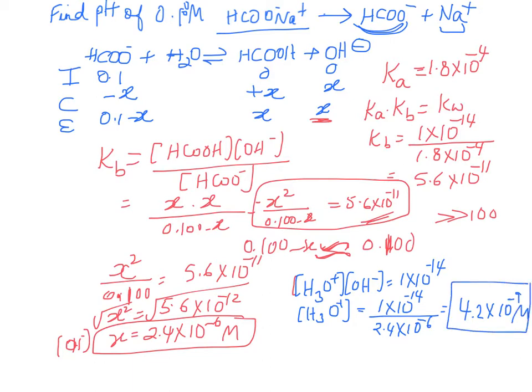And once you have determined the hydronium, you know that pH is nothing but negative log of the hydronium. So negative log of 4.2 times 10 to the negative 9th. And when you plug it in your calculator, I am getting a value of 8.38.